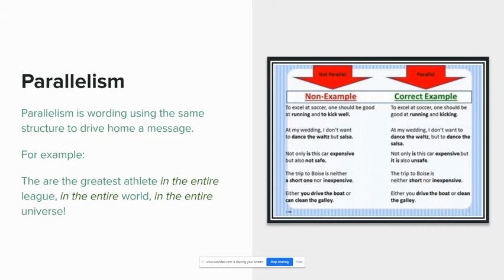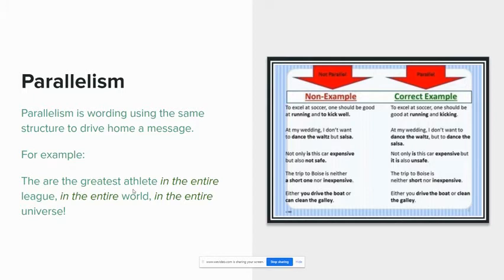And then parallelism has to do with grammar. It's when you're using the same grammatical structure. And one of the things you're going to find with parallelism is oftentimes repetition is something that is used to help you in parallelism.